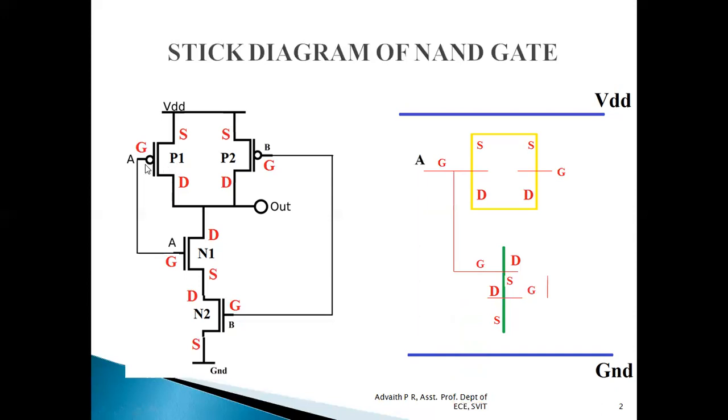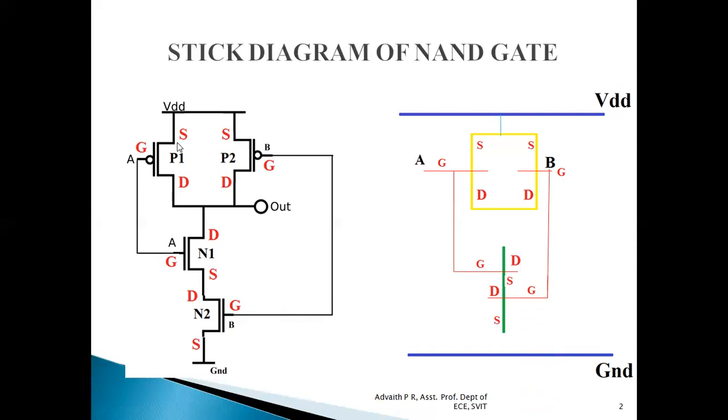The gate terminal of P1 is connected to the gate terminal of N1, and this in turn is given as input A. The same thing is done here. Similarly, the gate terminal of the P2 transistor is connected to the gate terminal of the N2 transistor and is given as input B.